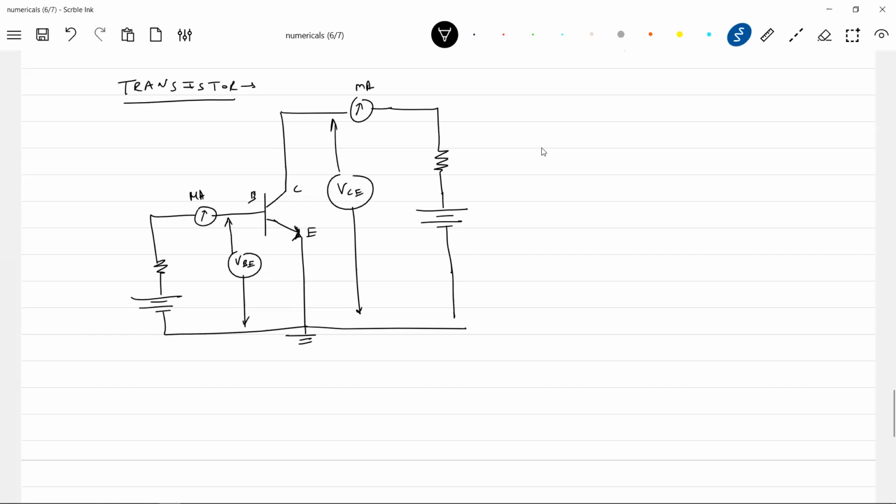So what is this transistor? It is called an NPN transistor. I think these are the symbols you might have come across. So this battery voltage we will call VBB. This is VCC. This resistor is RC, and this I'll call RB.